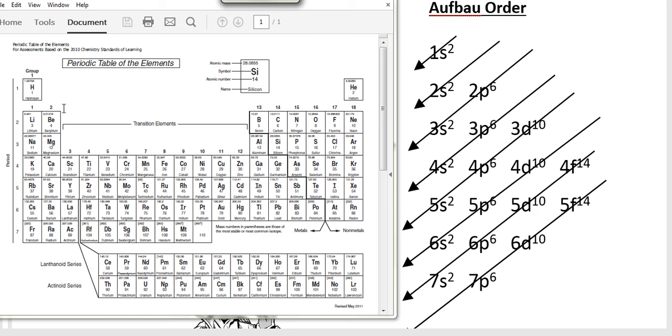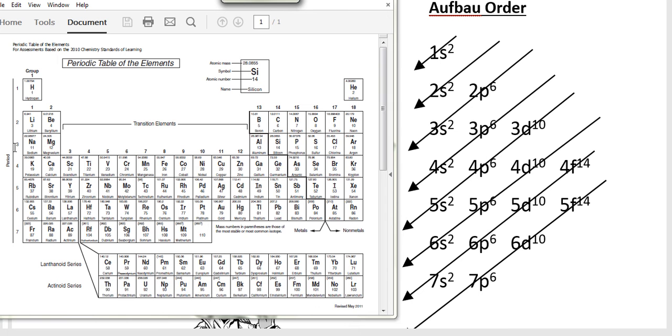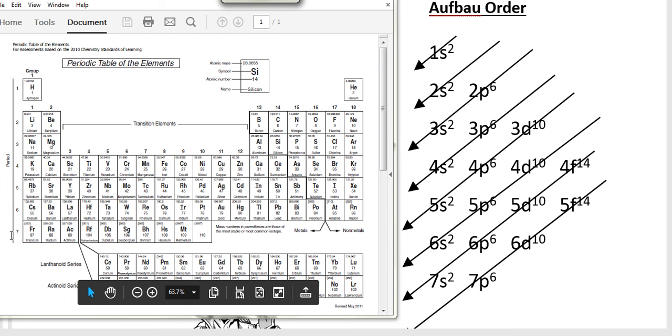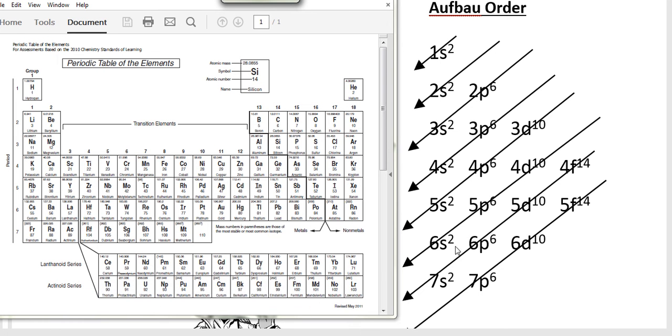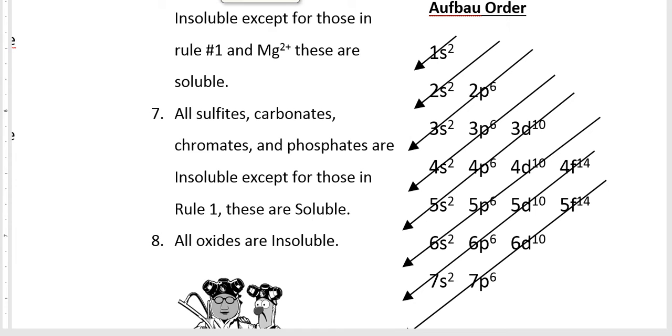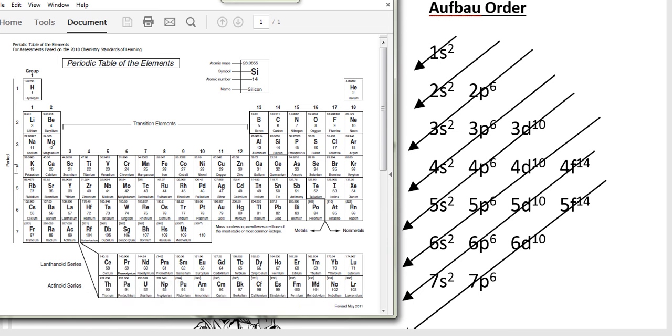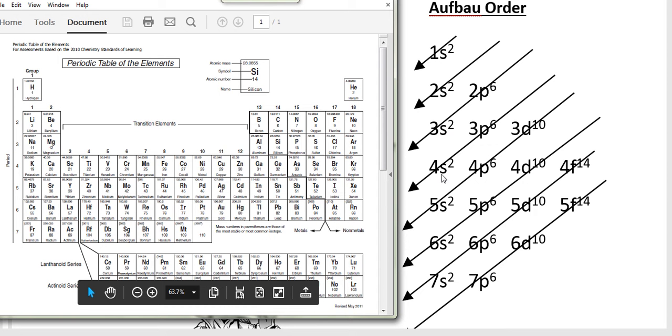So I have my periodic table here, and I've got Aufbau's order here. You can see on the left side of the periodic table goes 1, 2, 3, 4, 5, 6, 7. These correspond to these energy levels. We just did potassium a second ago. Potassium was 4s1. Well, look at this. Potassium is the 4th level down. It's 1, 2, 3, 4 levels down.